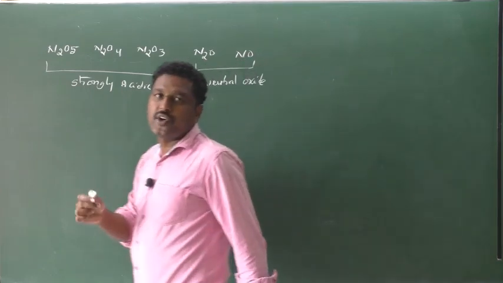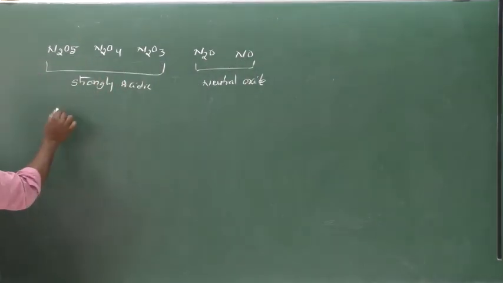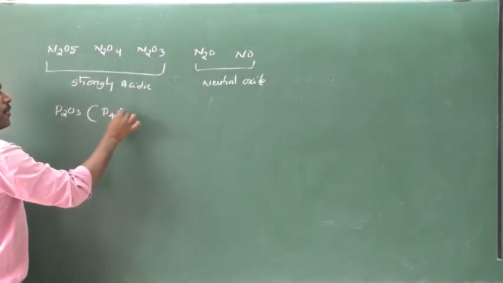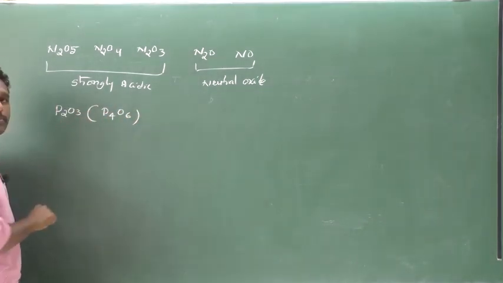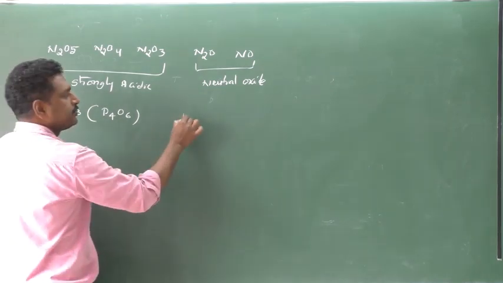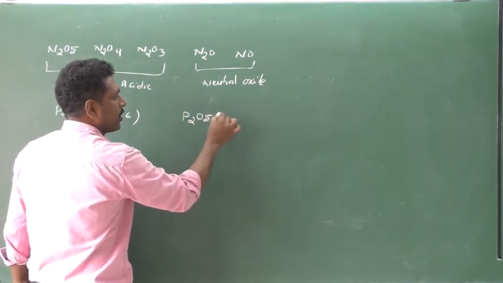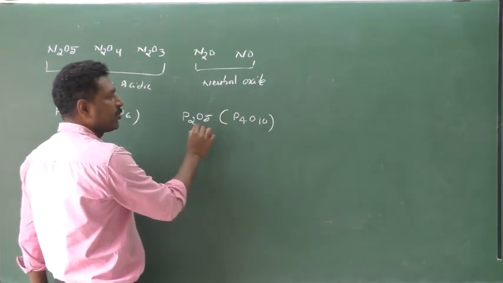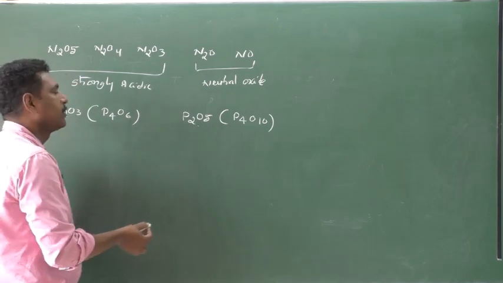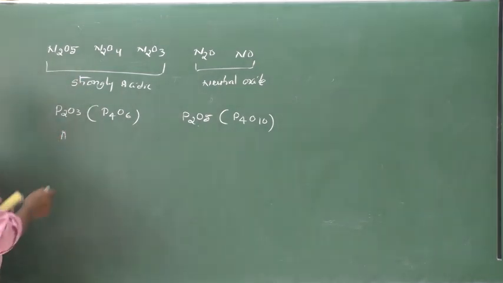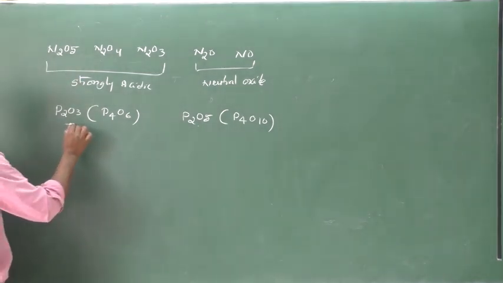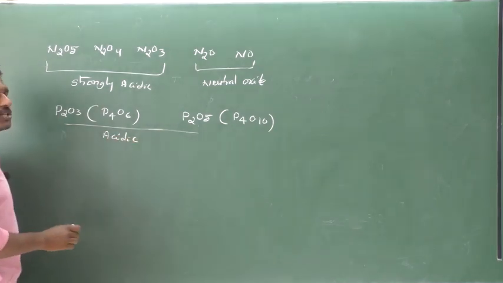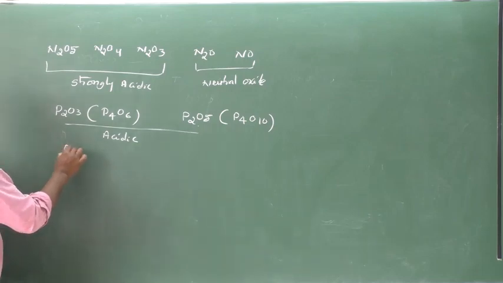Next one is phosphorus. Phosphorus oxide is P2O3, its dimer is P4O6. After that, P2O5, whose dimer is P4O10. These two are also acidic in nature.